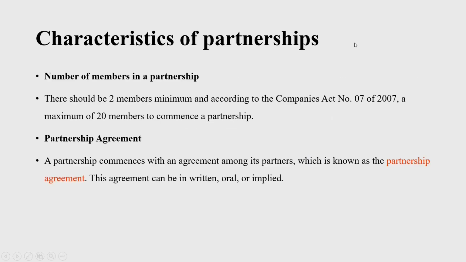Now let's discuss the characteristics of partnerships. When it comes to a partnership, there should be a minimum of 2 members and a maximum of 20 members. The number of members in a partnership is decided based on the Companies Act number 7 of 2007.